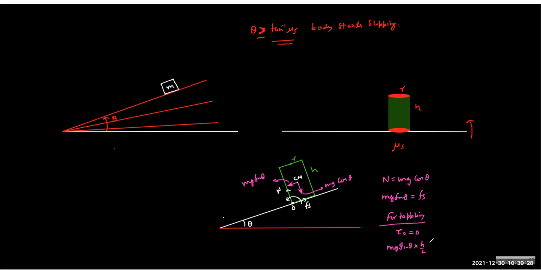And this must be more than or equal to, basically we are solving for the minimum case, this must be equal to mg cos theta into how much? What is the torque of mg cos theta about O? mg cos theta r. R is the radius, not the diameter, so only r.